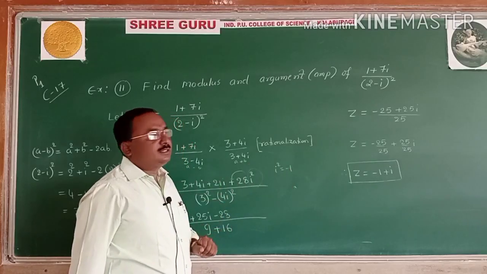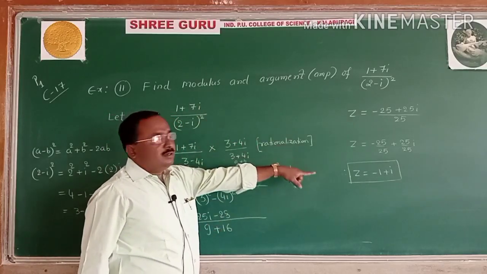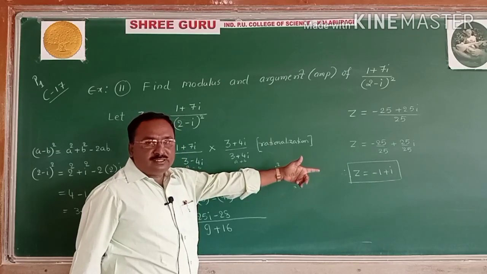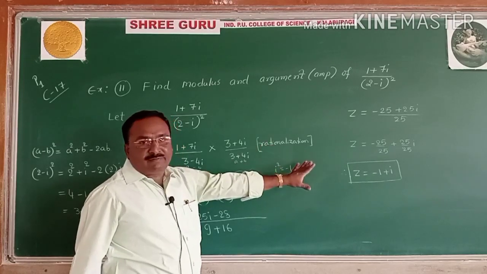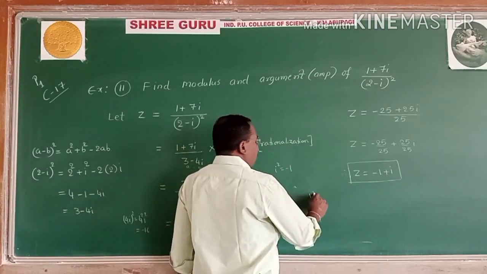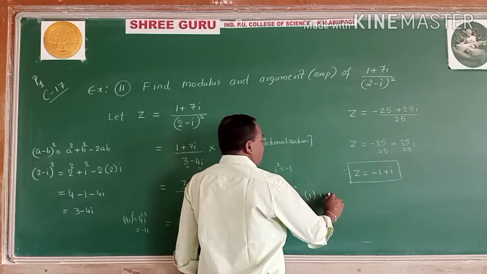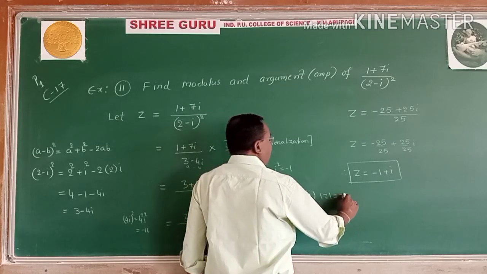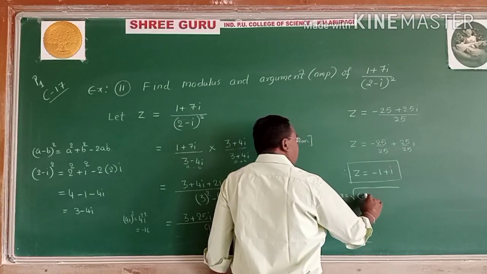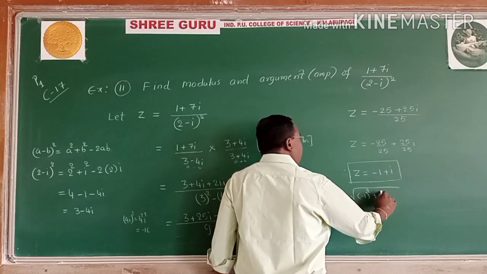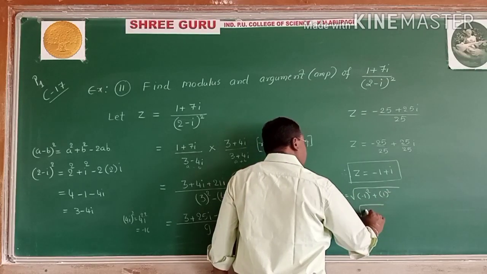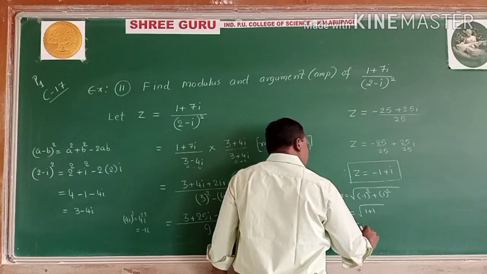This is the main important point. Here, express it and convert it into this form. If any division is there, if any product is there, if any addition or subtraction is there, first make it a complete complex number. Then find modulus and amplitude. First, modulus of z is root of real part square plus imaginary part square. Real part is minus 1 whole square, imaginary part is plus 1 whole square. 1 square is 1, 1 plus 1 is what? 2. Root 2.